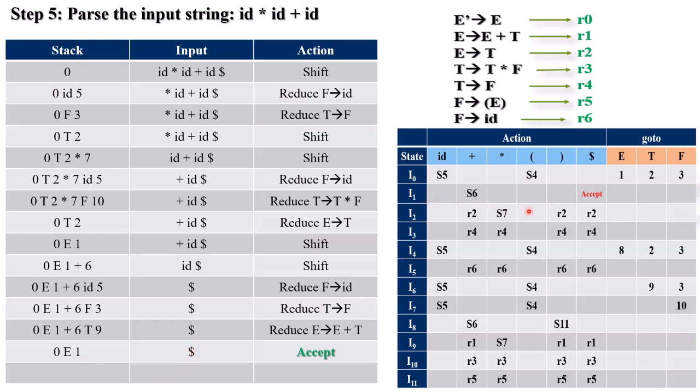Accept. As I told you earlier, this is why we have to introduce the augmented grammar, to indicate the acceptance of the string. Here you can clearly see 1 and dollar, it will be accepted because we reach the starting state, not the E dash but the E.